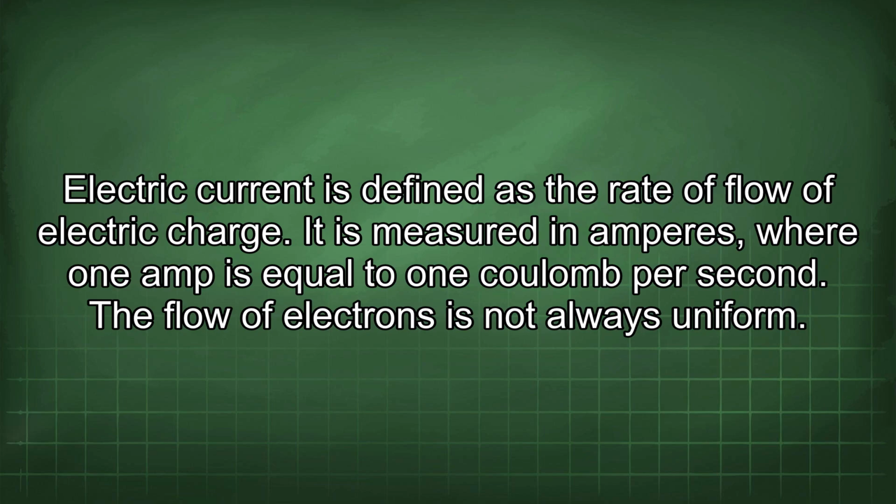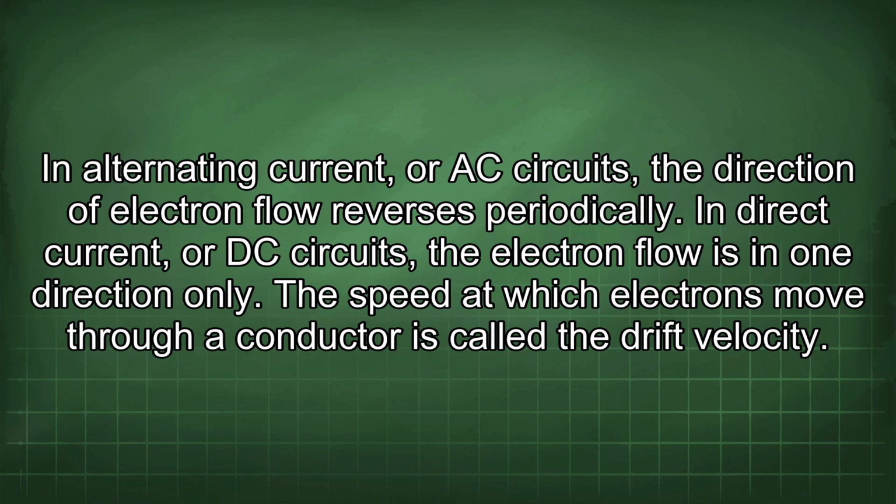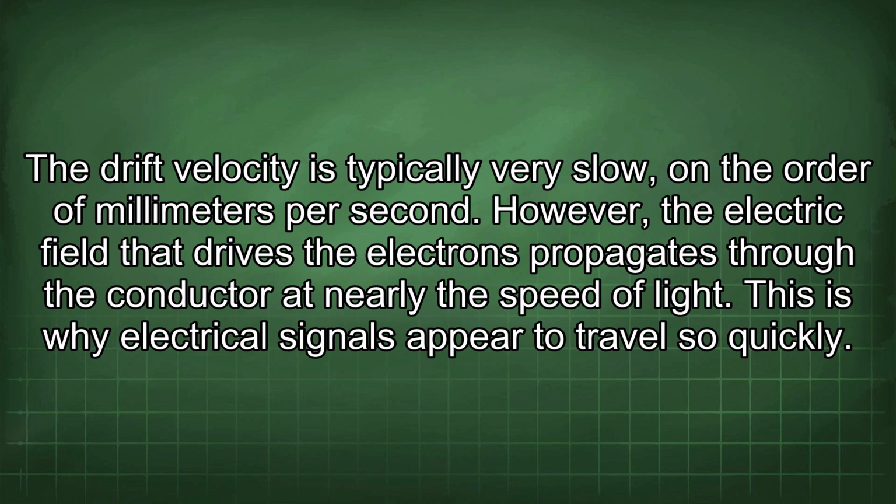Flow of electrons is not always uniform. In alternating current or AC circuits, the direction of electron flow reverses periodically. In direct current or DC circuits, the electron flow is in one direction only. The speed at which electrons move through a conductor is called the drift velocity. The drift velocity is typically very slow, on the order of millimeters per second. However, the electric field that drives the electrons propagates through the conductor at nearly the speed of light. This is why electrical signals appear to travel so quickly.